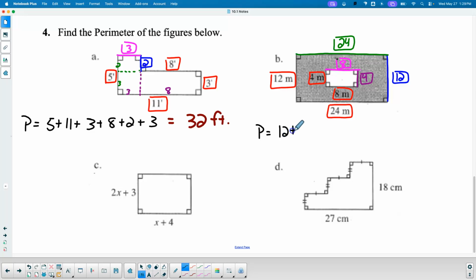is going to be 12 plus 24 plus 12 plus 24 plus 8 plus 4 plus 8 plus 4. 36, 72, 80, 92, 96. 12, 24, 48, 72, 96. Yep, 96 meters.